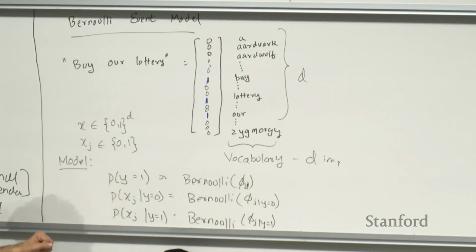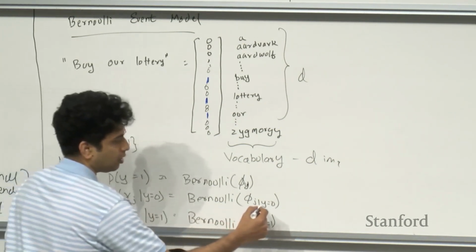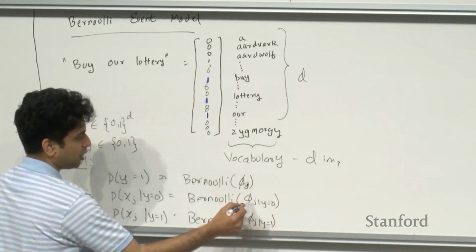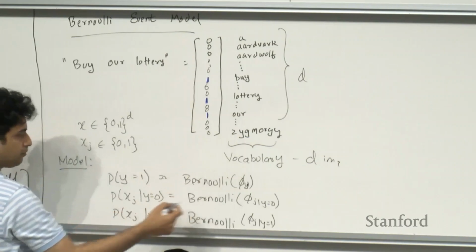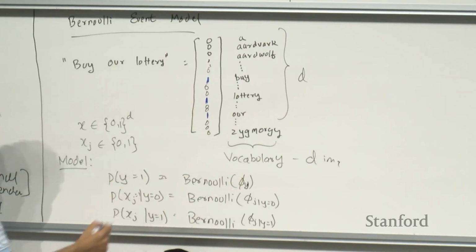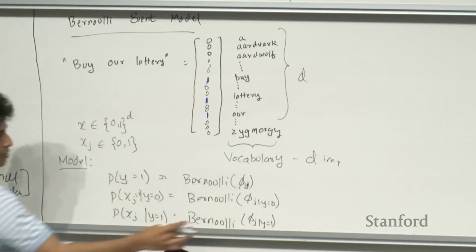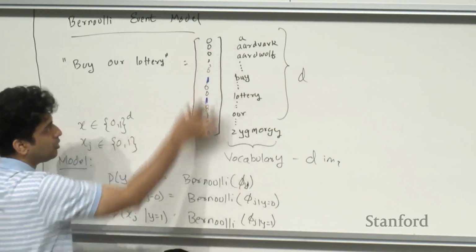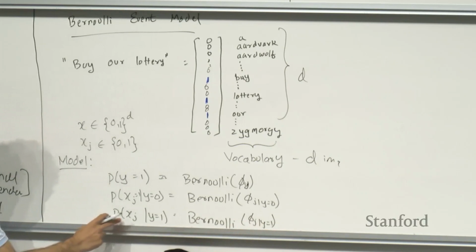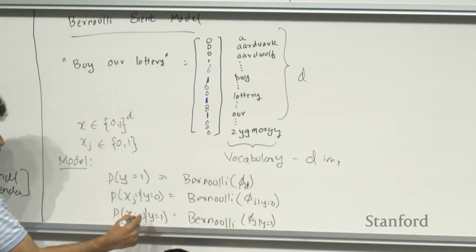And then we have two collections of Bernoulli variables. One set for the class y equals 0. So for y equals 0, we have a phi j for each j from 1 to d, which tells us the probability that xj equals 1 when the class is 0. And another full set of Bernoulli variables corresponding to y equals 1, which tells us the probability that xj equals 1 when the class is 1.